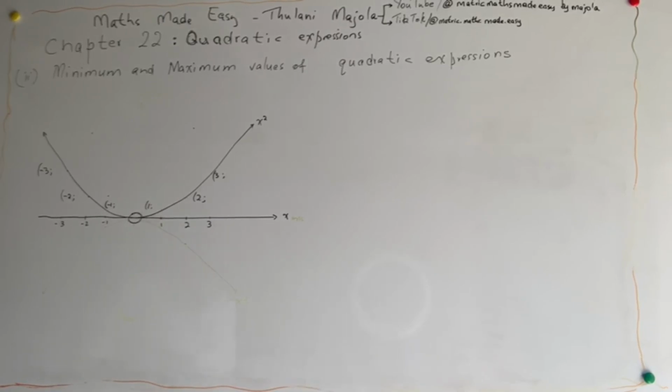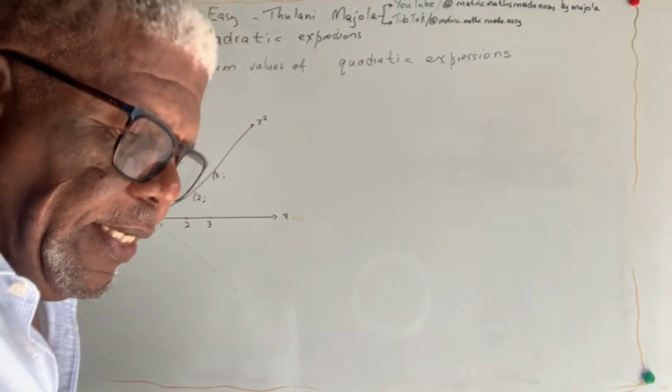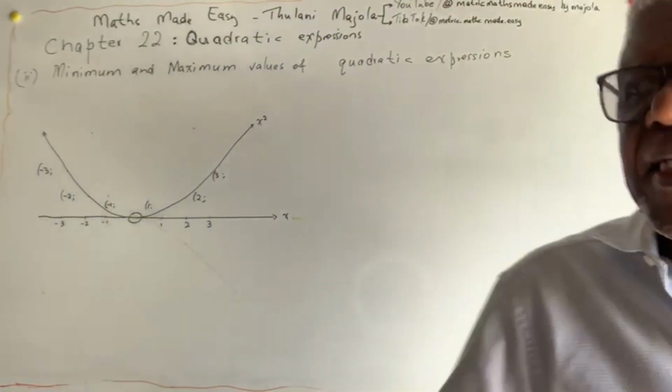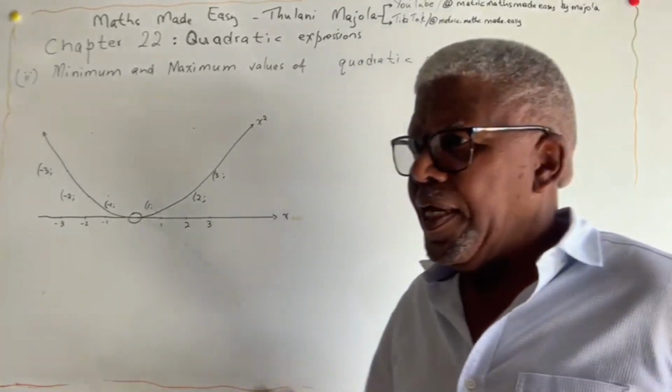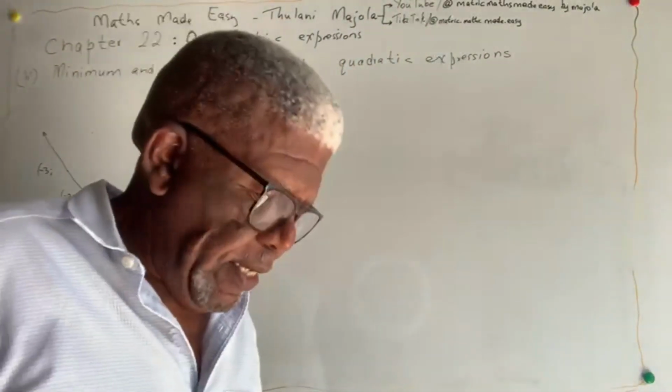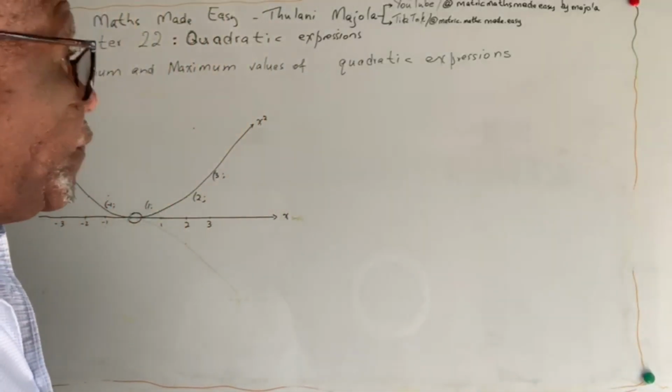On chapter 22, minimum and maximum values of quadratic expressions. Recall that in chapter 19 videos, I discussed the quadratic expressions and their respective parabolas on a graph.